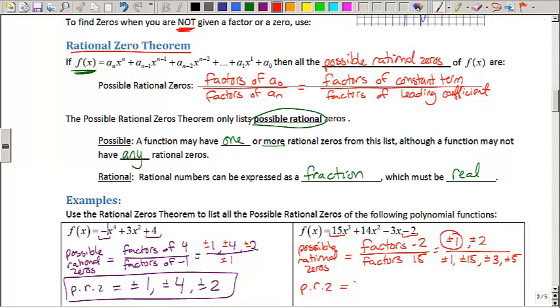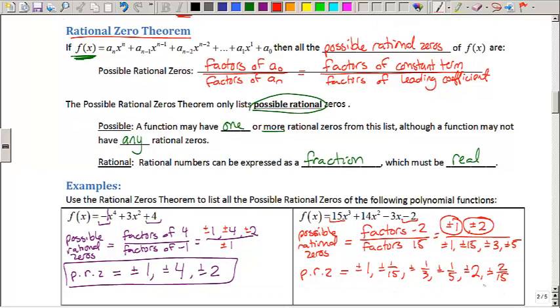So for now, 1 divided by 1 is plus or minus 1. 1 divided by 15 is plus or minus 1/15. 1 divided by 3 is 1/3, and 1 divided by 5 is 1/5. Next, I'm going to come back and take the plus or minus 2 and divide it by each of the denominators. 2 divided by 1 is 2. 2 divided by 15 is 2/15. 2 divided by 3 is 2/3. And 2 divided by 5 is 2/5. And that is my list of possible rational zeros.